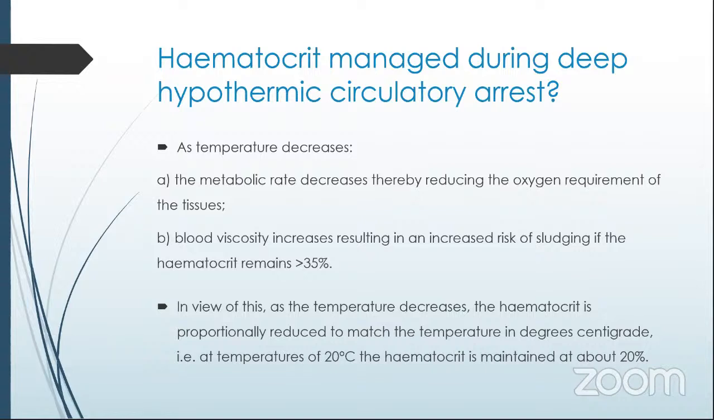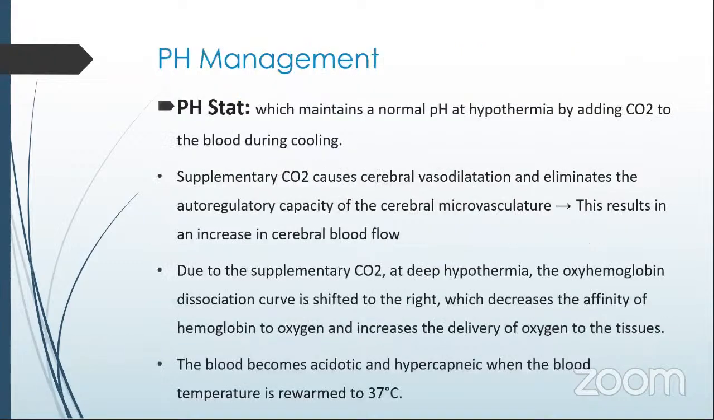So how do we manage that? As a rule, hematocrit is proportionally reduced to match the temperature in degrees centigrade. So for example, if we lower the temperature to 20 degrees, the hematocrit level should be maintained at about 20. If we lower the temperature to 18, the hematocrit level should be about 18 during hypothermia. Of course, it diverges in the rewarming, and we will talk about that.